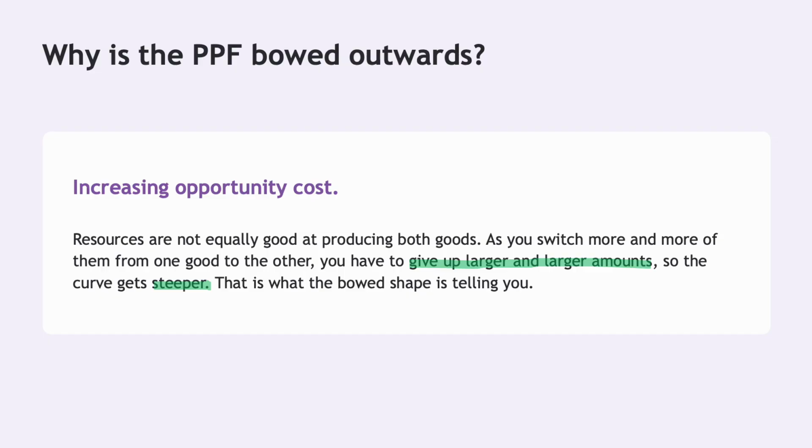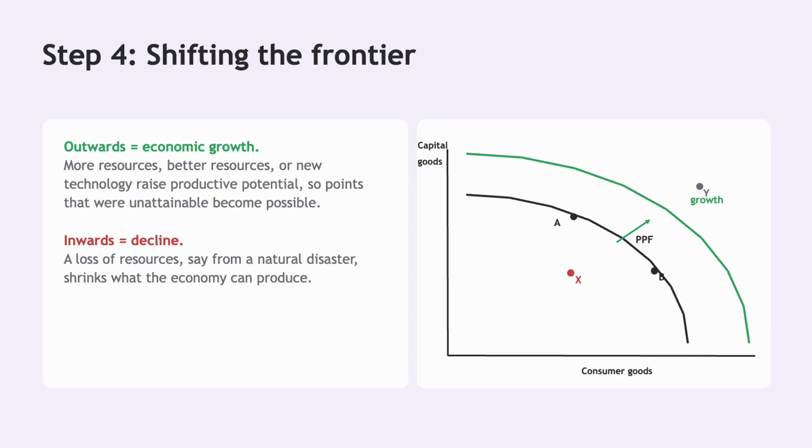So how do we reach those unattainable points? Economic growth. If the economy gets more resources, or better ones, or new technology, the whole frontier shifts outwards, and combinations that were impossible become possible. A shift inwards is the opposite, a fall in productive potential from something like a natural disaster or a loss of resources.